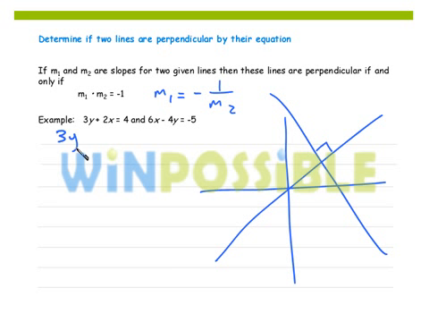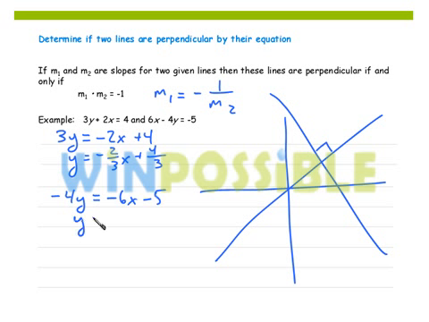So I'm going to rewrite these two lines in y equals mx plus b form. Dividing through by 3, I get y equals -2/3 x plus 4 over 3. And then with 6x, actually I'm going to rewrite this in y equals mx plus b form. -4y equals -6x minus 5. Dividing through by -4, I get y equals 3 over 2x plus 5 over 4.